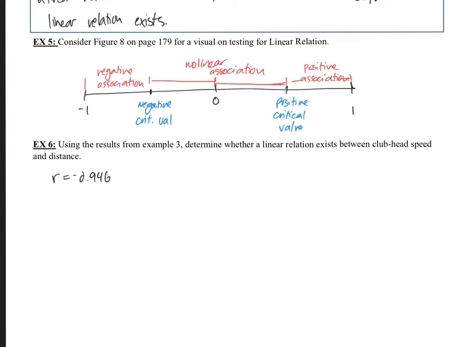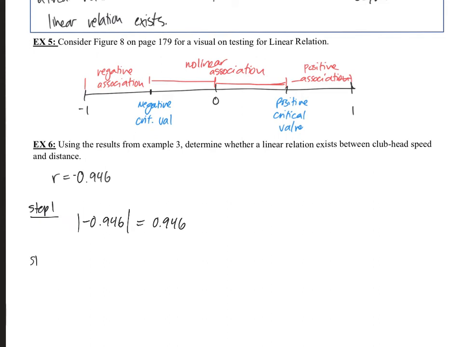Actually, it was a negative 0.946, and let me change that 0. It looks like a 6. All right. So remember, the first thing we're going to do is take the absolute value. So the absolute value of negative 0.946 is going to equal 0.946.